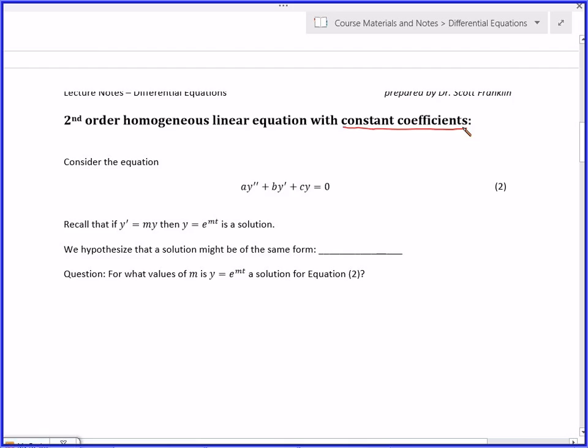So instead of having a1 of x and a2 of x and a0 of x, that is the coefficients in front of the y's depending on x, let's start even simpler with that because we have a very complete and easy to use theory that gives me a very quick way to find the solution to this. So starting with a second order homogeneous linear equation with constant coefficients. So the a, b, and c don't depend on x, they're just numbers. The question is, can we find the solution?